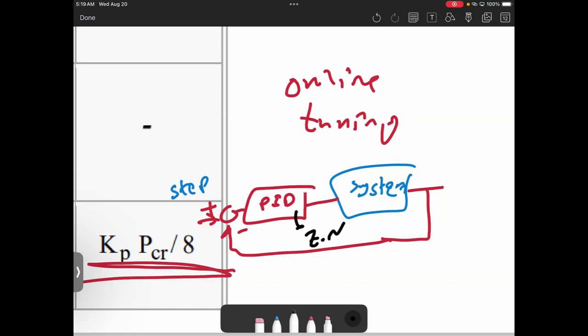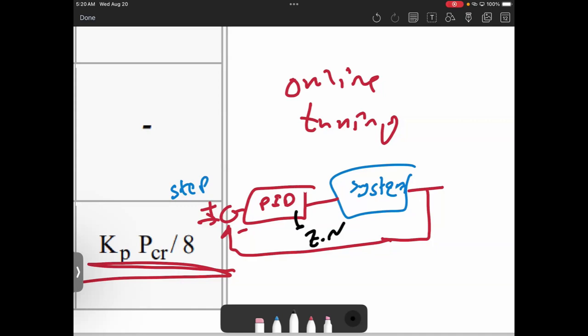So here, we don't know the PID, or we don't know what's inside the system, but we can do it. Again, we call it online tuning, which means we can do it in hardware, in a hardware application. You have your device, then you can do it.